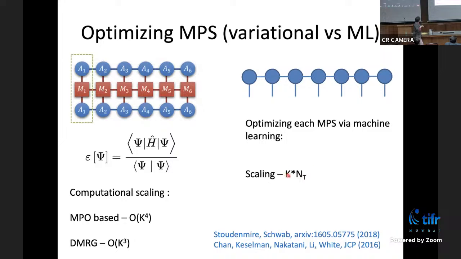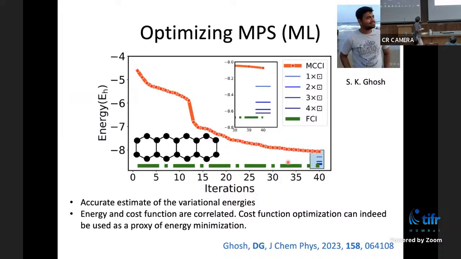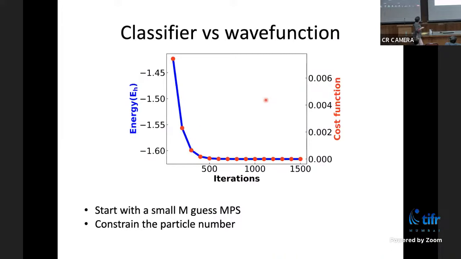So this is where the problem will occur, and there is no complete knowledge of how the training data requirement grows with system size. But as such, formally the algorithm scales linearly with system size. This shows that the optimization can indeed be done for a polyaromatic hydrocarbon again, and we can use it both as a classifier as well as a wave function ansatz.